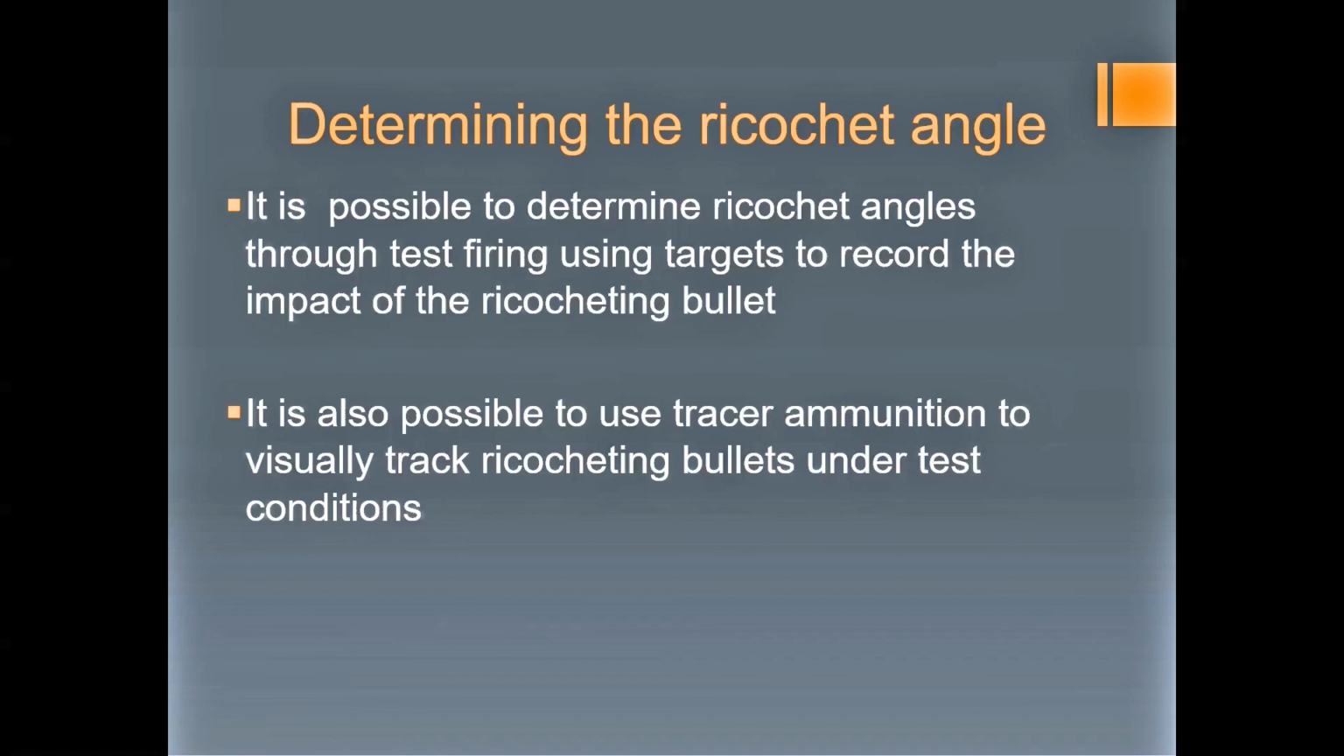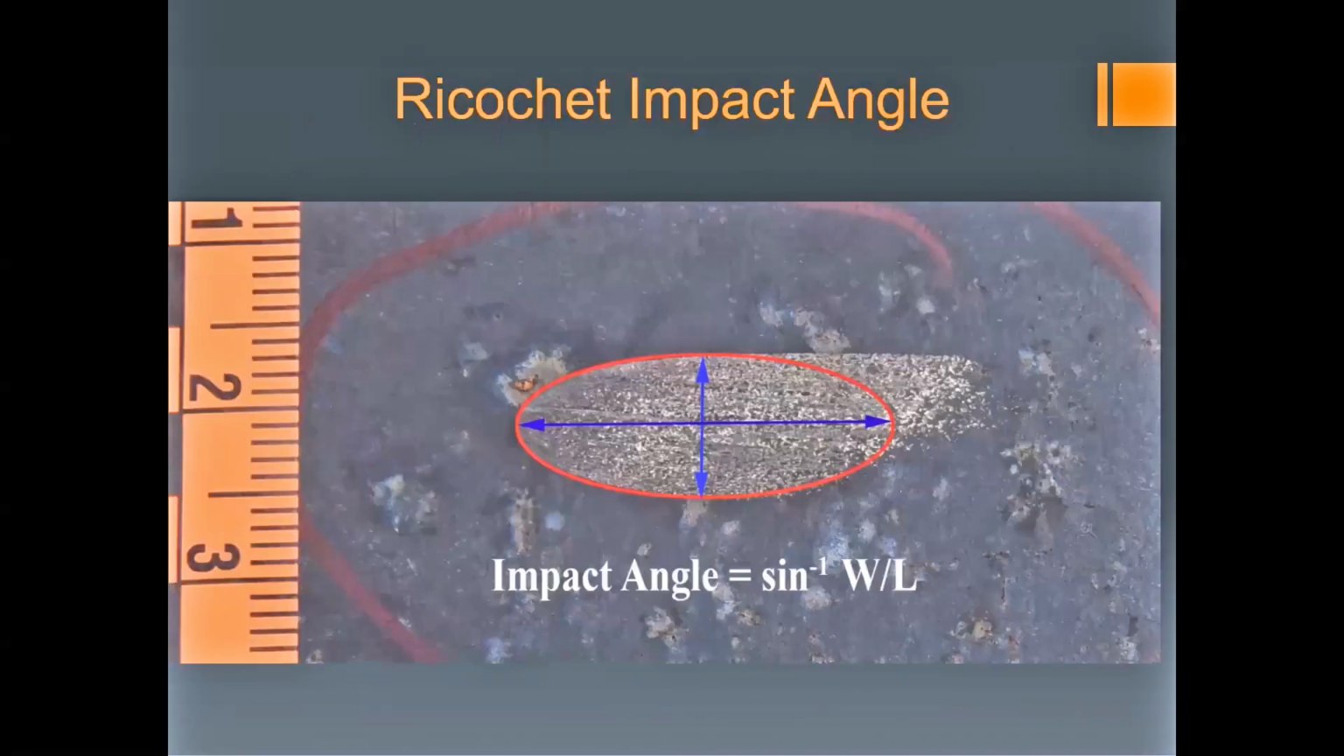It is also possible to use tracer ammunition to visually track ricocheting bullets under test conditions, right? So not at the crime scene. Here's one way we can do it. We have this symmetrical mark over here. It's the same thing with the trigonometry that we talked about. This won't determine our ricochet angle. This will determine our impact angle.